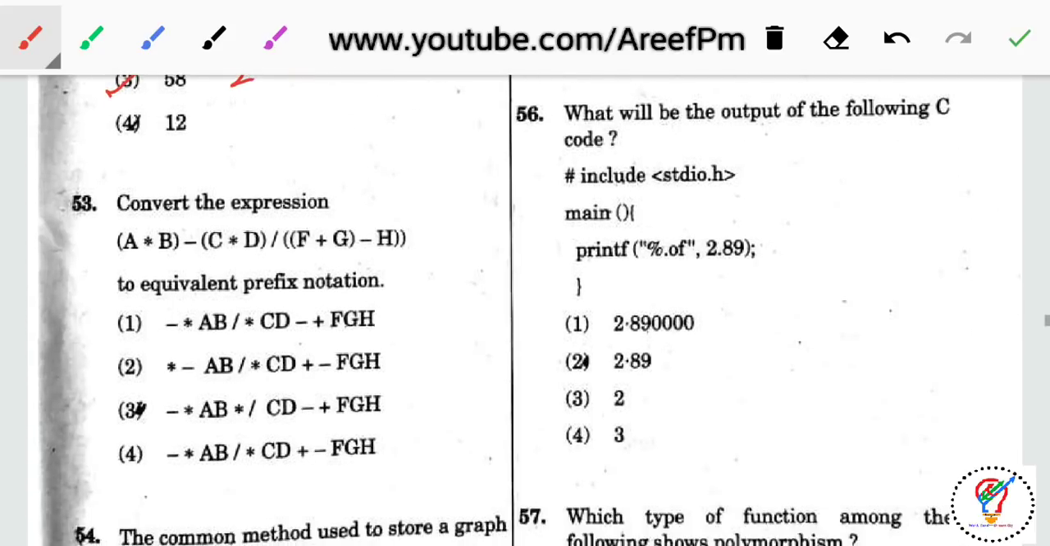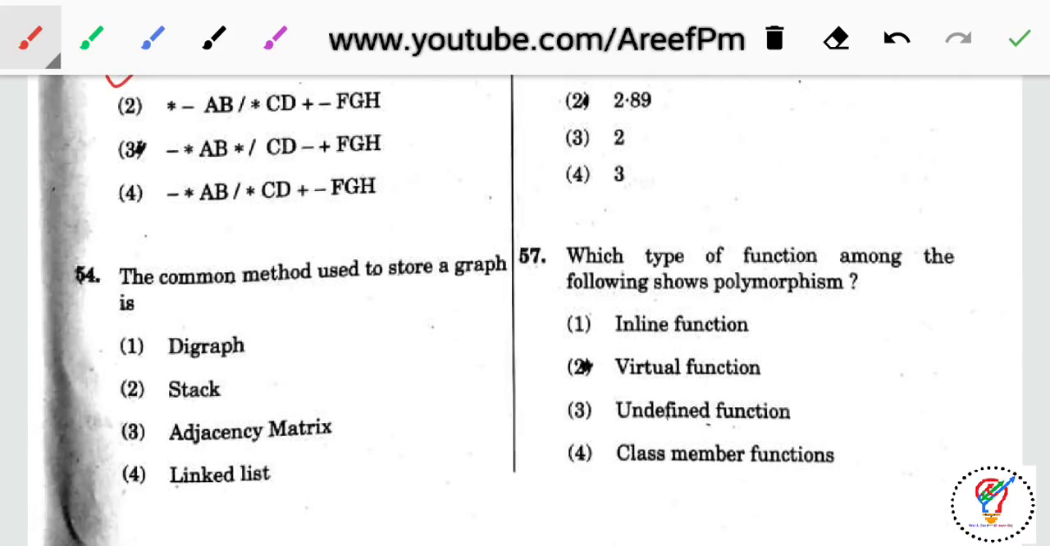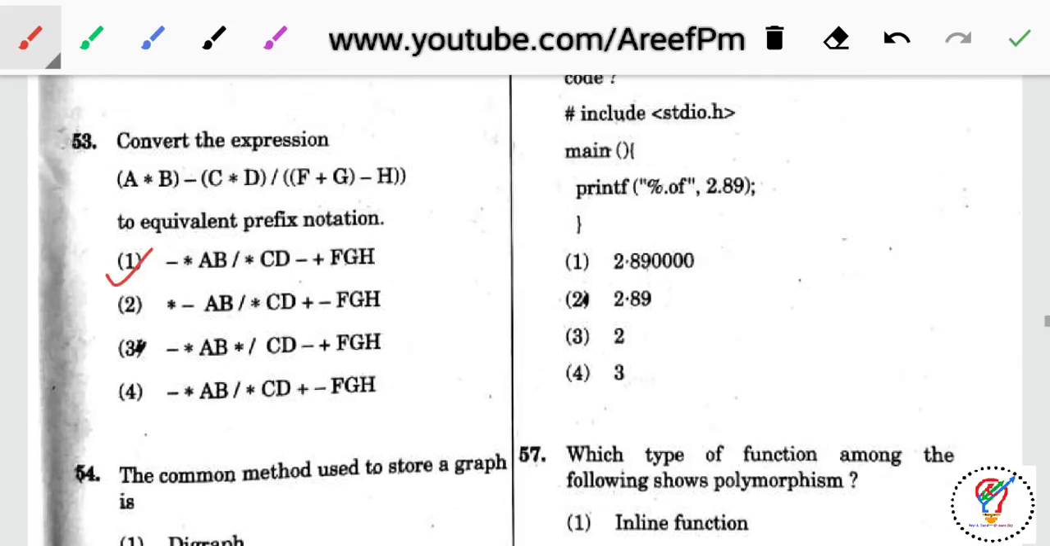Now, next question, convert the expression a * b - c * d / f + g - h to the equivalent prefix notation. The answer for this question is the first one. Next one, the common method used to store a graph is nothing but the adjacency matrix here.